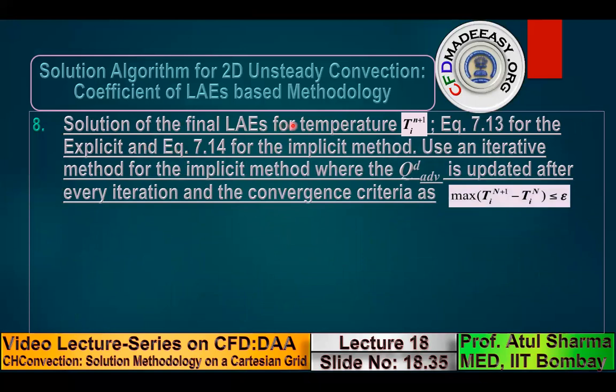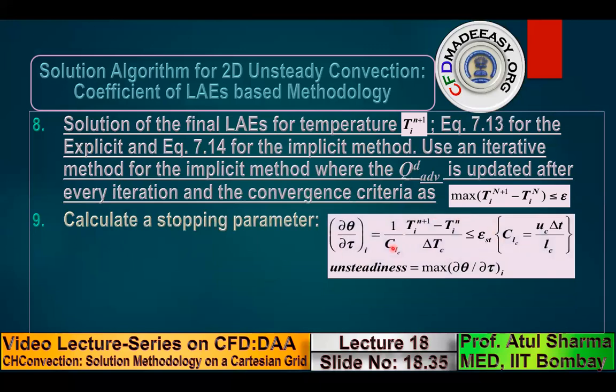The next step, after you obtain all those coefficients, is to solve the final linear equations for temperature, equation 7.13 for explicit and 7.14, which I presented earlier, for implicit. Use an iterative method for the implicit method where the deferred Q advection is updated after every iteration, and this is the convergence criterion that is used for any iterative method.